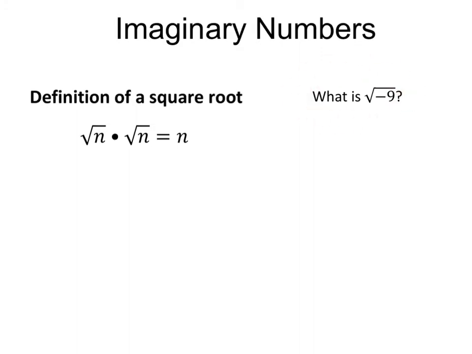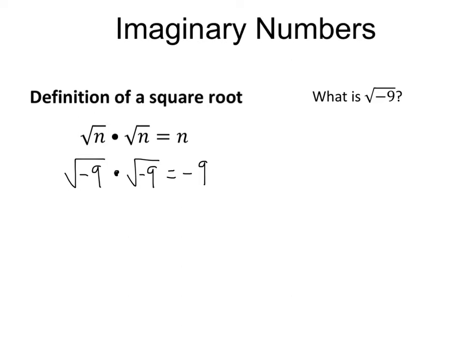What is the square root of negative 9? Well, let's first apply our definition of what a square root is. If the square root of negative 9 exists, then the square root of negative 9 times the square root of negative 9 should be equal to negative 9. So let's think about this. Do we know any number that would work here?